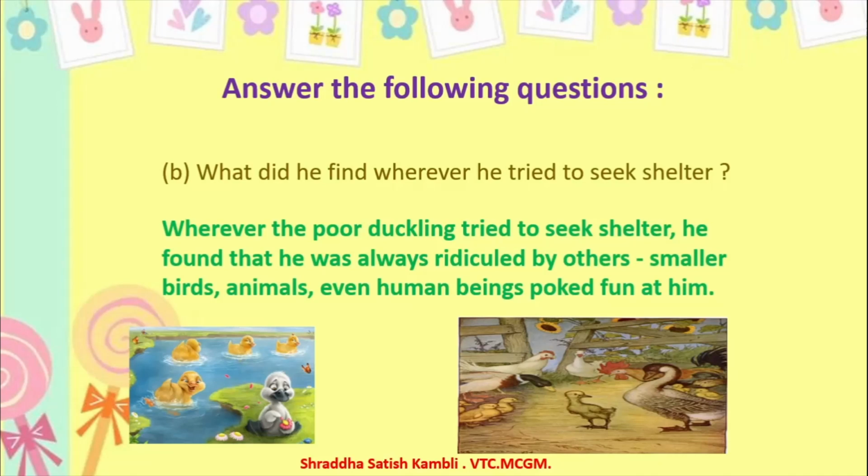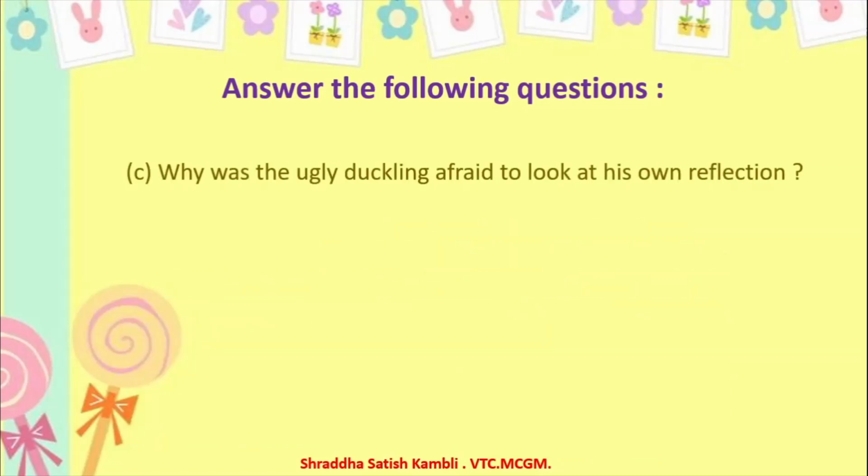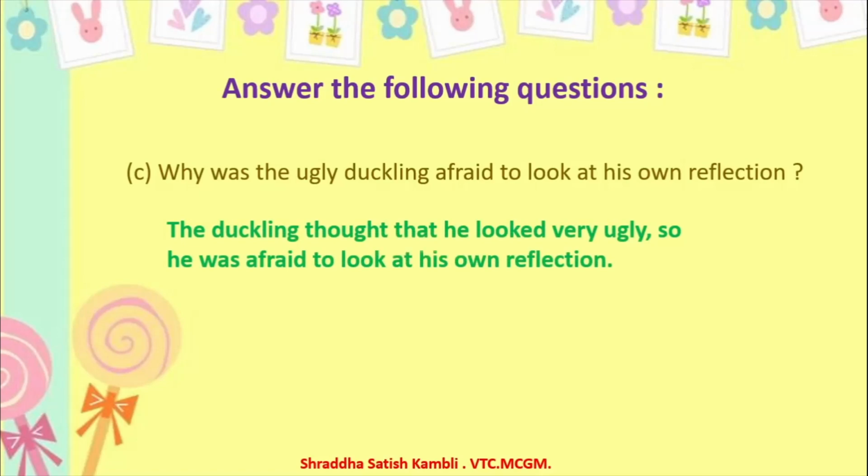That is why he went away from his home. But wherever he went, he was still being troubled and made fun of. What about the next question? Why was the ugly duckling afraid to look at his own reflection? He did not want to see himself. Why? Because the duckling thought that he was very ugly.